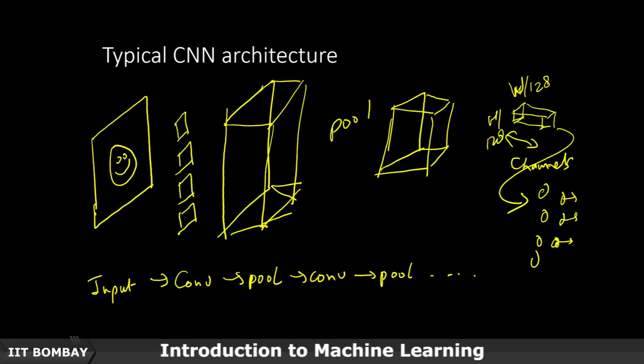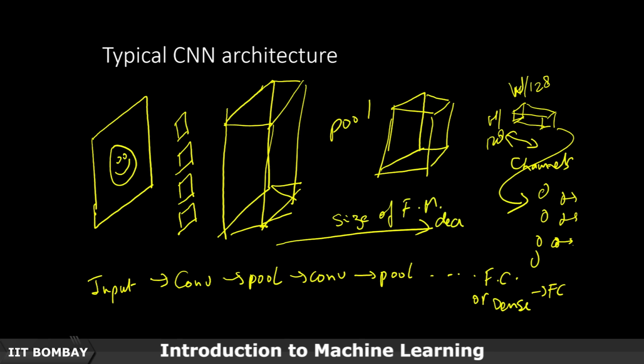After that we have what is called a dense layer or FC layer, fully connected or dense. Several of these, until we get the output, which is also a dense layer. So that is a typical CNN architecture. The other thing to note here is that the size of the feature map decreases, but the number of feature maps increases.